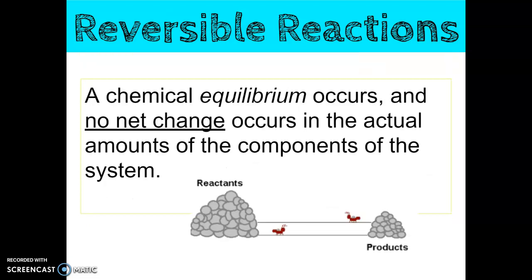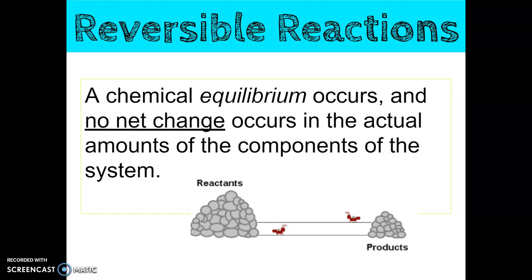So just know that some reactions are reversible, not all of them, but some of them can have a forward and a reverse reaction. So chemical equilibrium occurs when no net change occurs in the actual amounts of the components of the system. So a chemical reaction will reach equilibrium when there's no net change. So there's the same amount, or at least there's not a change. I want to be careful here with how I word this.